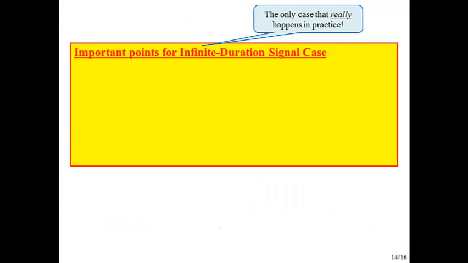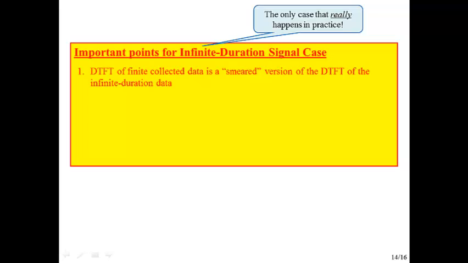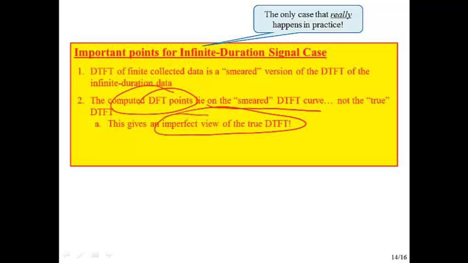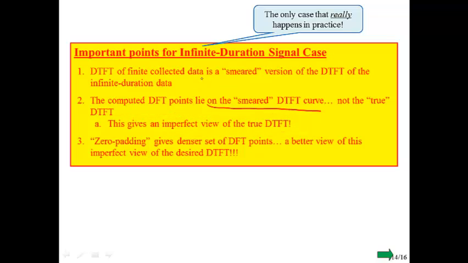So here's some important points. The DTFT of the finite collected data is a smeared version of the infinite duration signal's DTFT. The things that we can actually compute lie on the smeared DTFT, not on the true infinite duration signal's DTFT. So we've got an imperfect view of the thing we really want to see. And if we used zero padding, it doesn't give us a better view of the non-smeared one, it just gives us a better view of the smeared one. But that can be helpful.